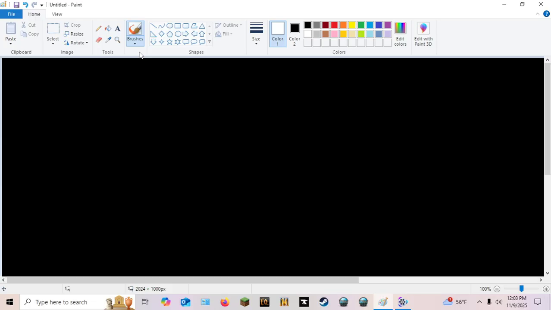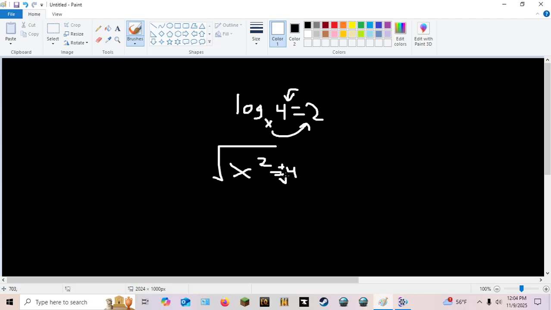But what if you need to find the base of a logarithm? Like log base x of 4 equals 2. So first I still need to convert it to exponential form. x squared is 4. Okay, I need to take the square root of both sides, but apply the plus or minus root of 4. Plus or minus square root of 4.